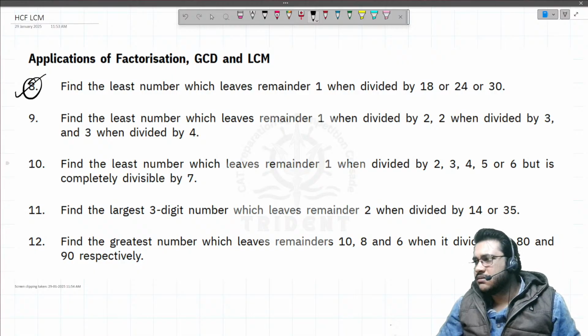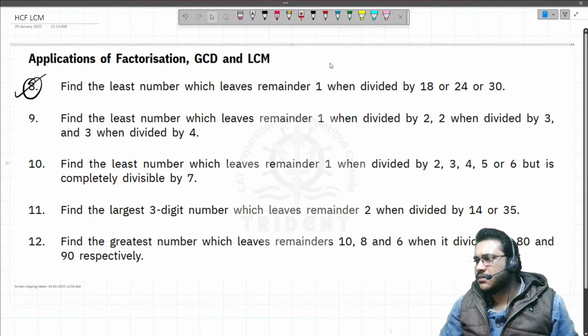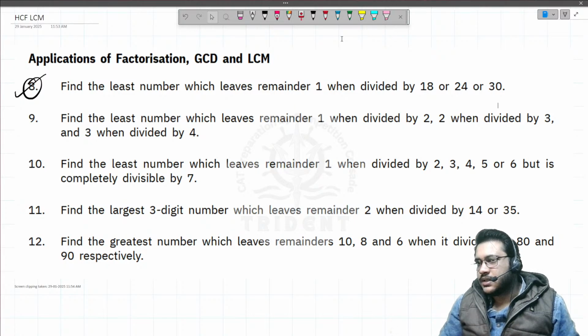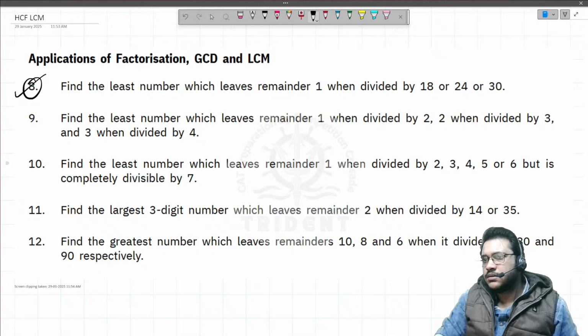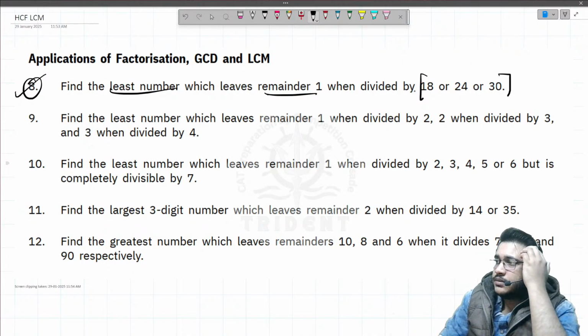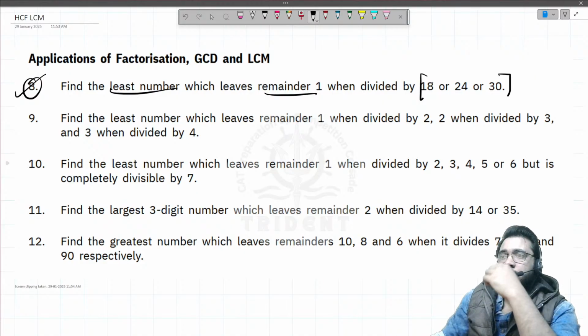There is nothing different. There is nothing unique about such questions. So what I need to understand is that I need to find a least number that leaves a remainder of 1 upon dividing by 18 or 24 or 30. Now I need to make some understanding of what that least number could be.